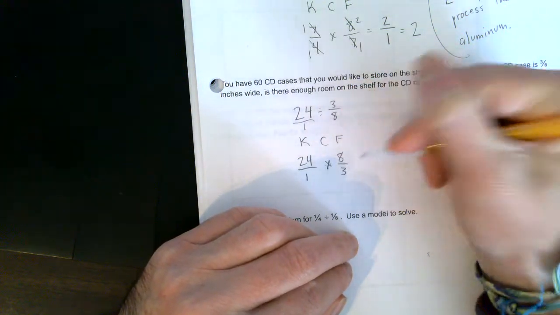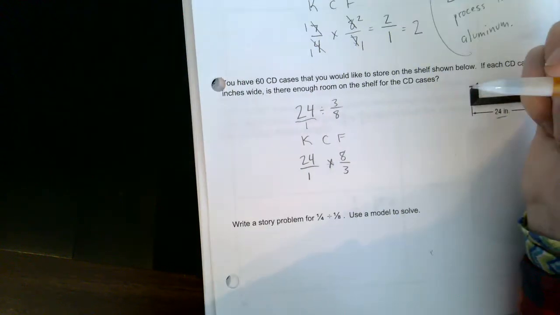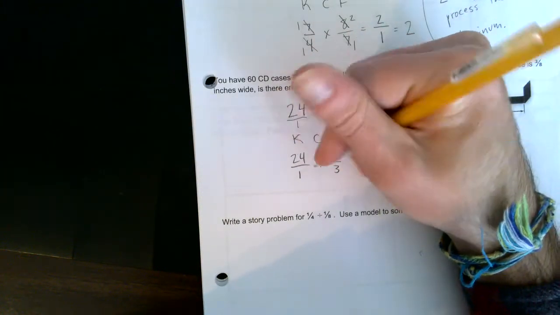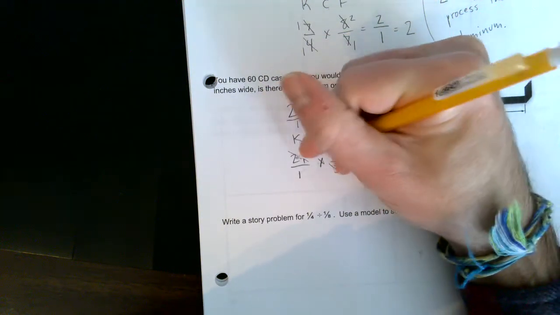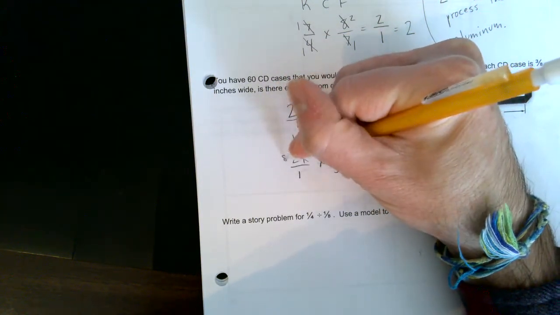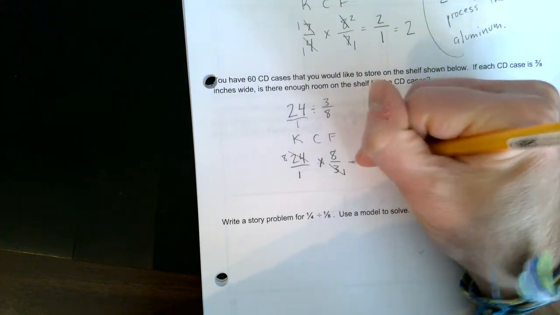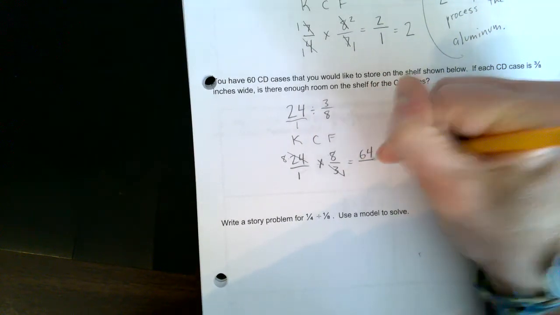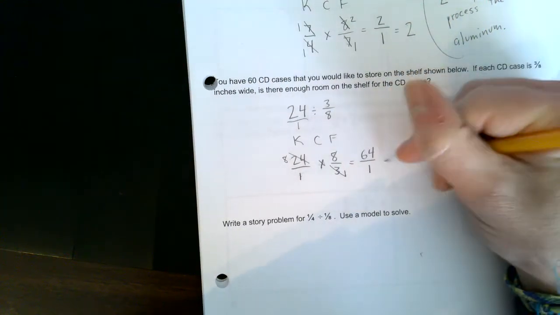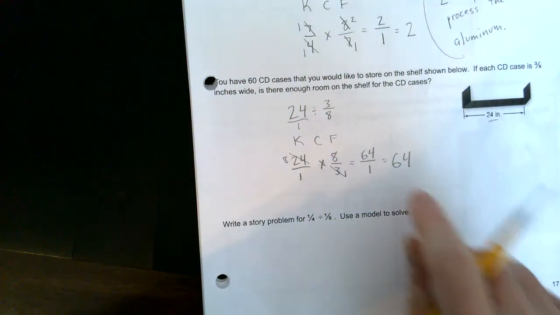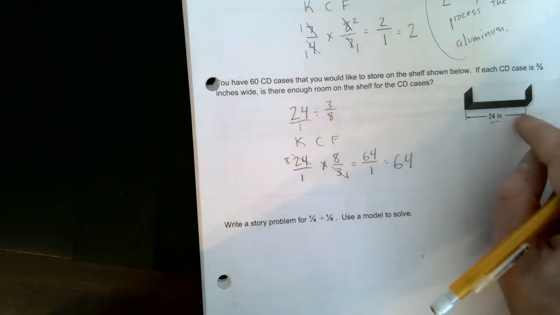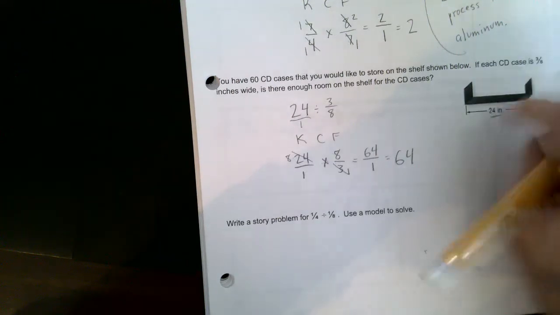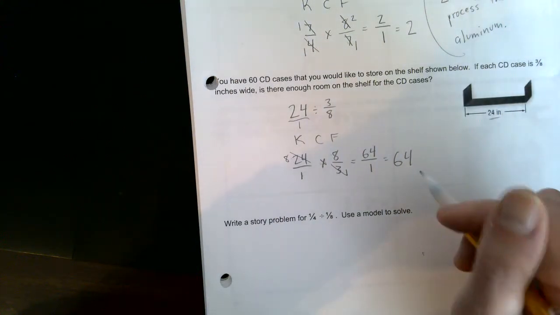8/3. Okay. Can we simplify? You better believe it. 8 and 1, no, but 24 and 3, we can divide them both by 3. 24 divided by 3 is 8. 3 divided by 3 is 1. 8 times 8 is 64. 1 times 1 is 1. Well, what does this answer mean? That means 3/8 can fit onto 24 inches 64 times. So there's enough space on this shelf for 64 CDs.